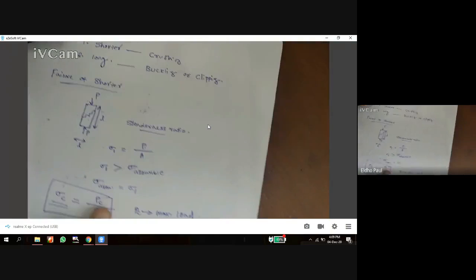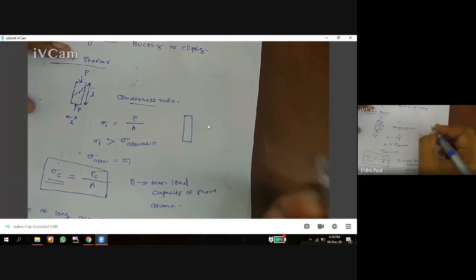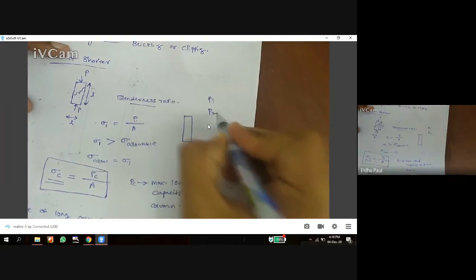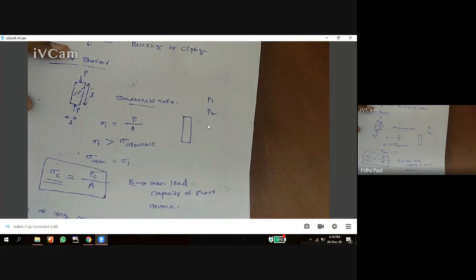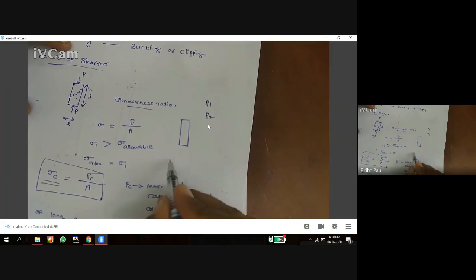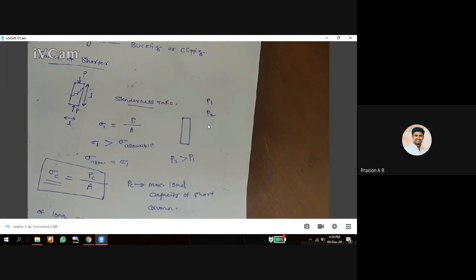I am taking a similar situation in a short column. I take a short column and P1 is the crushing load, P2 is the buckling load. Which one is higher? In case of a short column, buckling load P2 will be higher than P1. Buckling load is higher than that of P1.